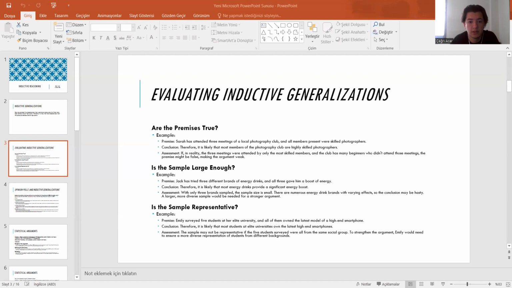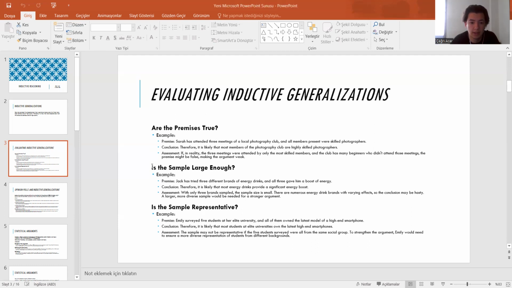In summary, the passage emphasizes the importance of true premises, a sufficiently large sample size, and a representative sample for strong inductive generalizations. It also highlights that these questions, although relying on common sense, are crucial in assessing the strength of inductive arguments.